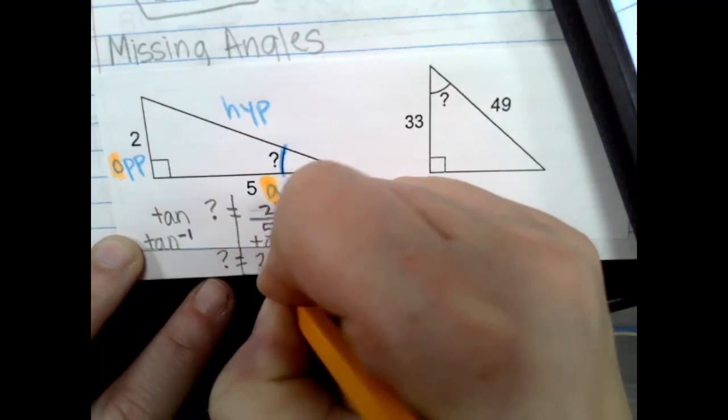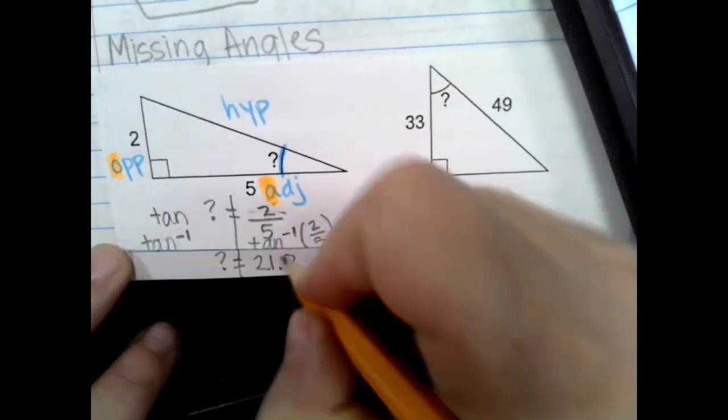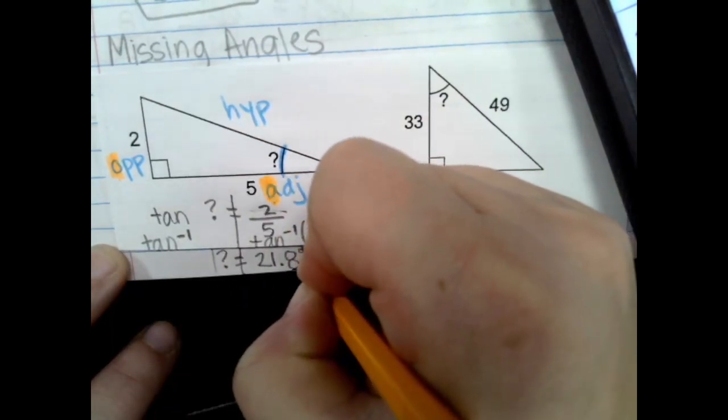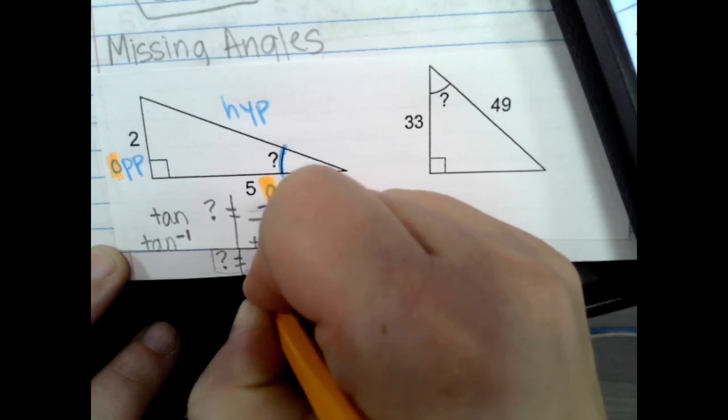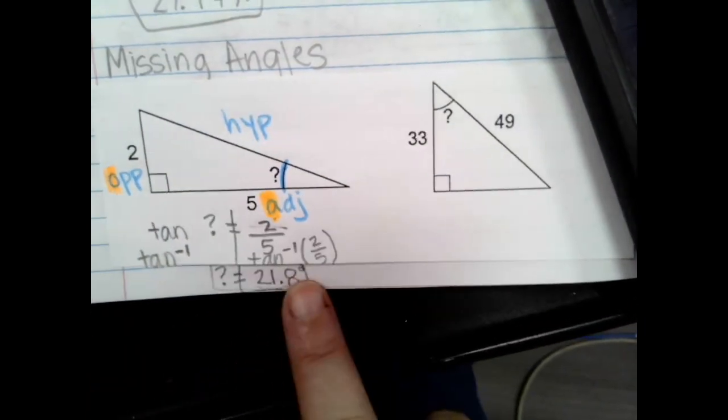And this is an angle, so what are we measuring it in? Degrees. All angles get degrees. Really should have done this on the next page. That was my bad. Stressing me out. 21.8 degrees.